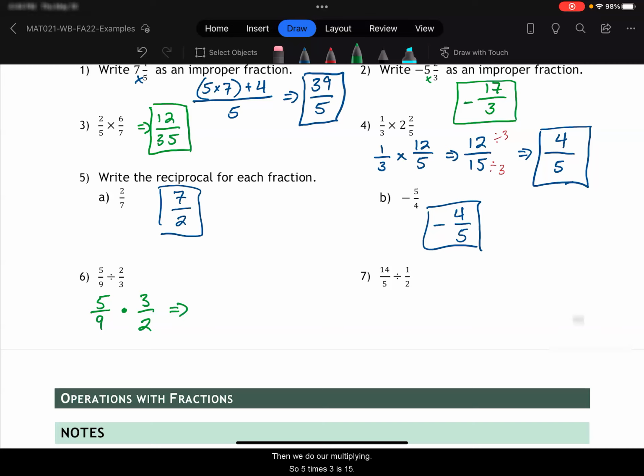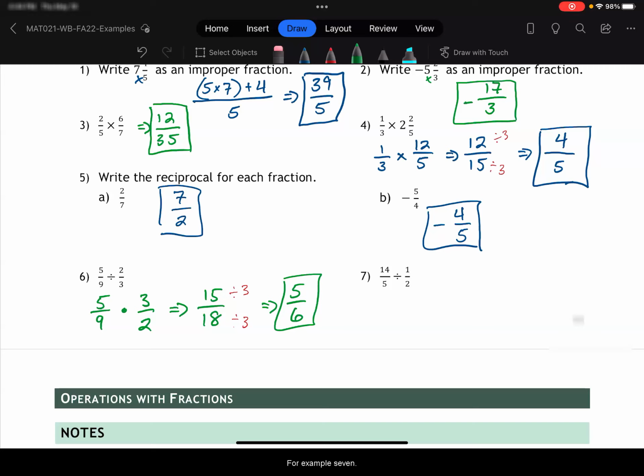And then we do our multiplying. So 5 times 3 is 15. 9 times 2 is 18. We can simplify this, and we should simplify this. 3 goes into both of our numbers here. So 15 divided by 3 is 5. And 18 divided by 3 is 6. So our simplified answer would be 5 over 6.